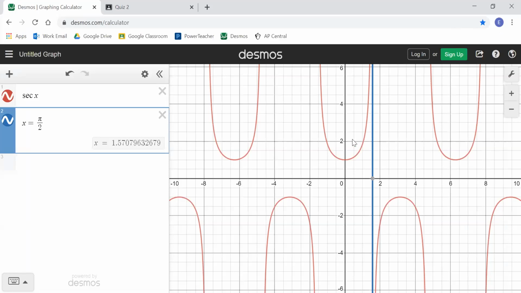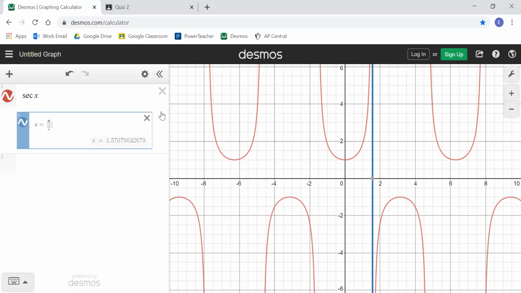Well, as x approaches pi over 2, we're going towards an infinite value. True? You guys agree? Yeah, so as we're getting close to pi over 2, we're going towards an infinite value.